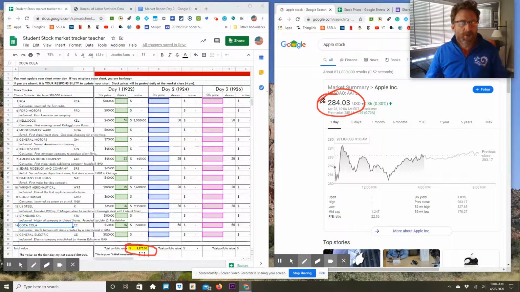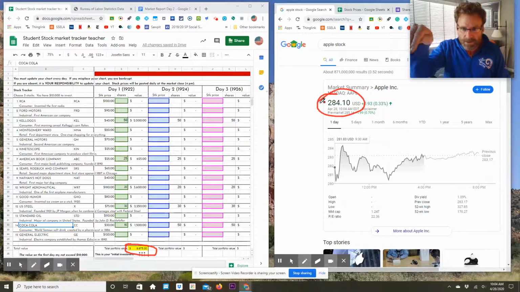Stocks change all the time as people continually, perpetually reevaluate the value of the companies and whether or not those companies are going to be profitable in the future, which means stock goes up, or they're going to lose money in the future, which means the stock price goes down.